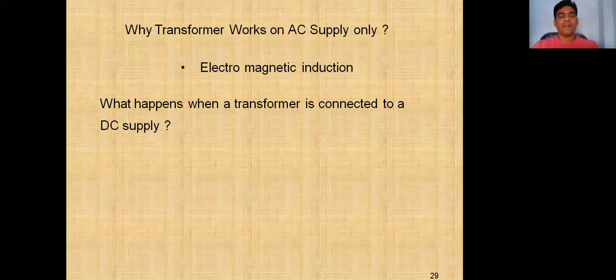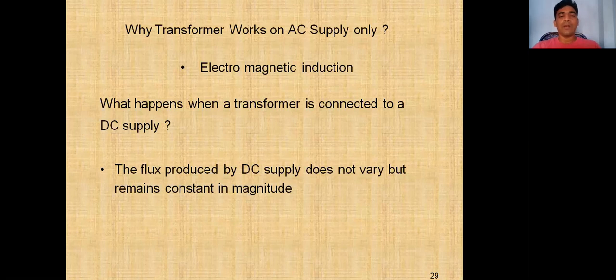So, why does a transformer work on AC only? A transformer works on electromagnetic induction and also mutual inductance. What happens when a transformer is connected to a DC circuit? What happens if a transformer is connected to a DC supply?